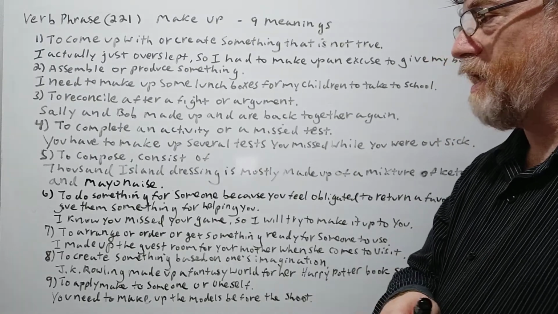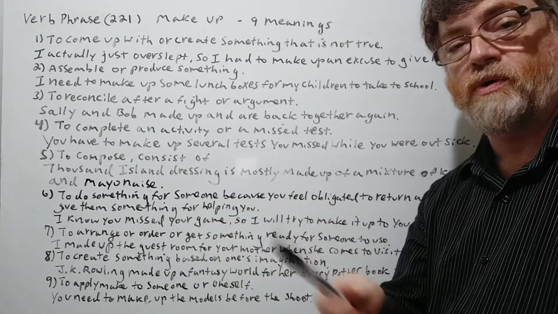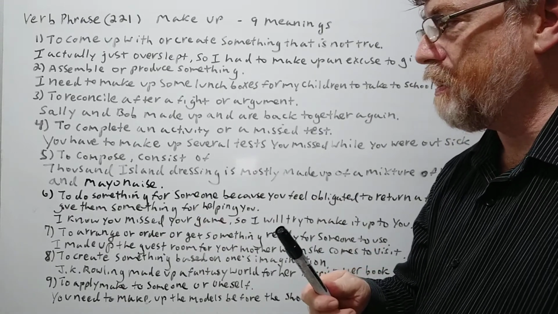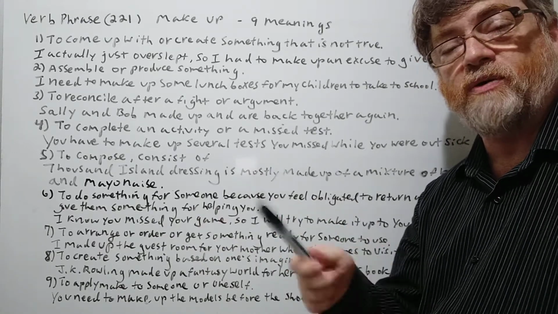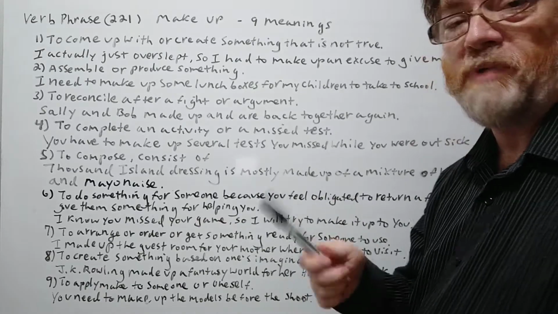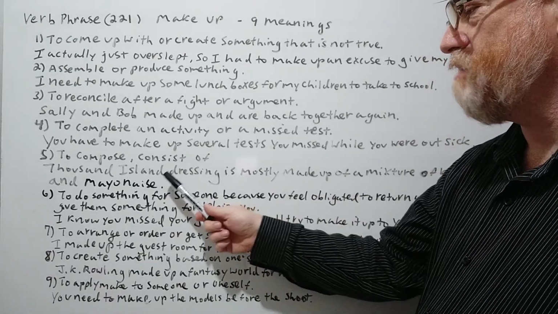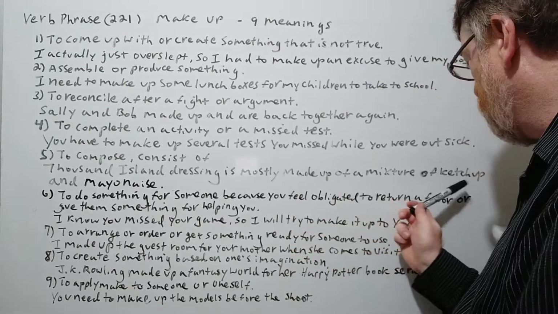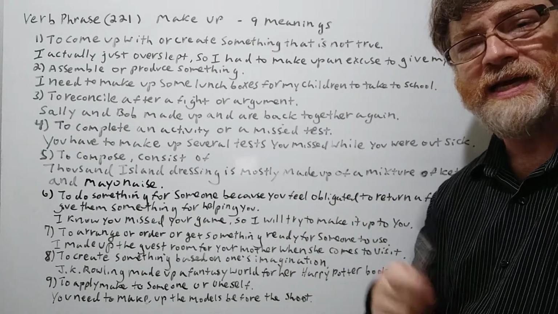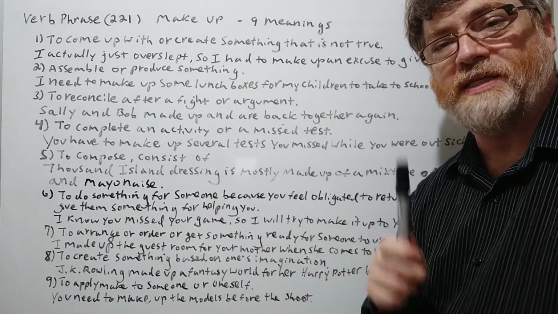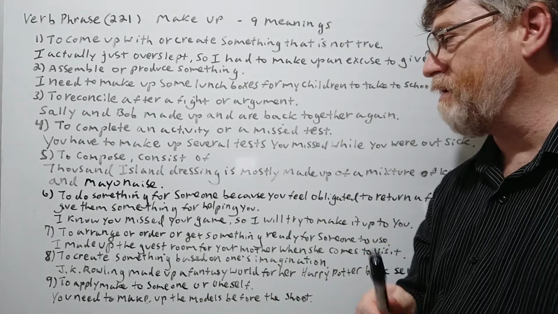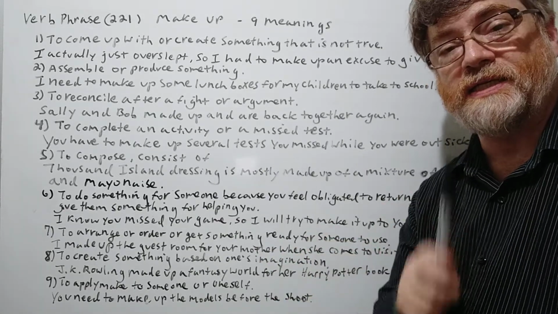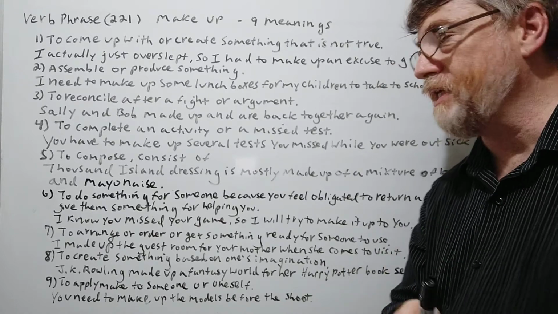Okay, good. Number 5 here, to compose or to consist of, to be composed of, or to be comprised of, something like that. Thousand Island dressing is mostly made up of a mixture of ketchup and mayonnaise. Might be some other ingredients too, but that's the main one. So that's what they are. Basically, that's what they consist of. They consist of those ingredients.